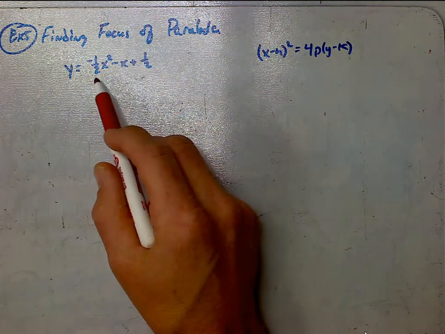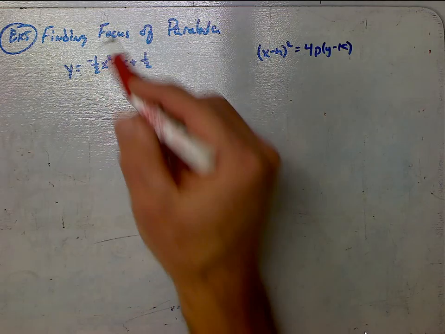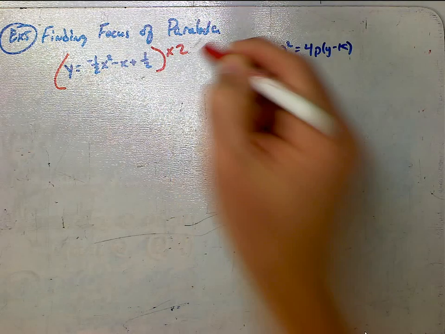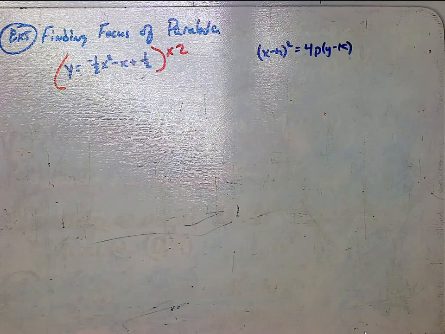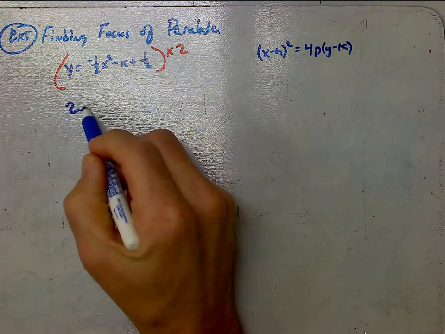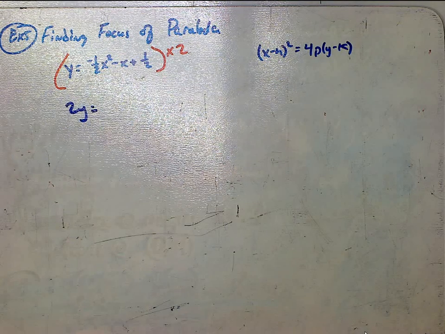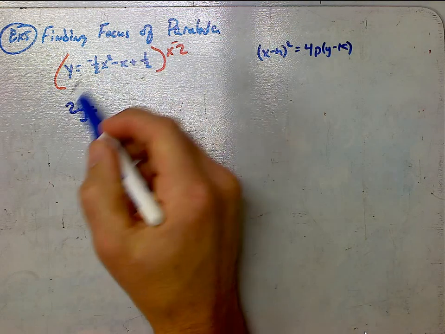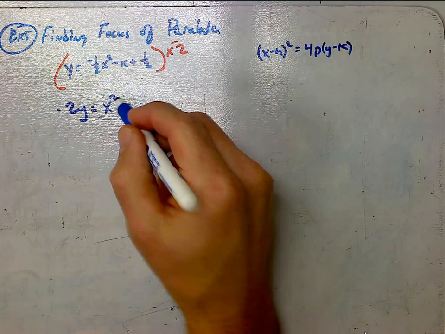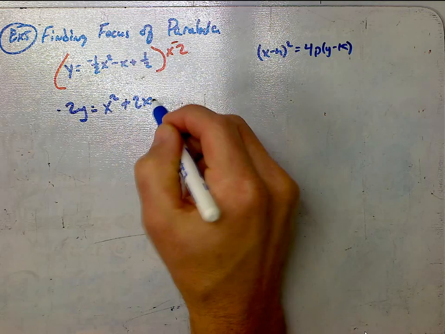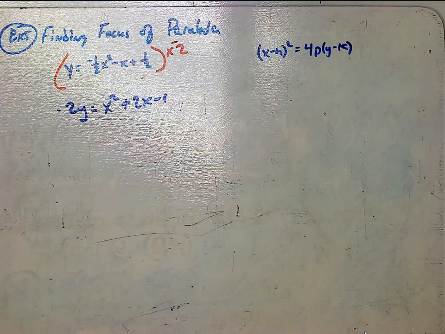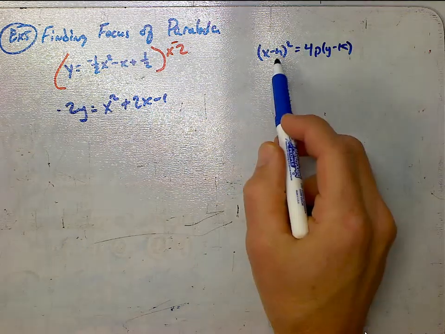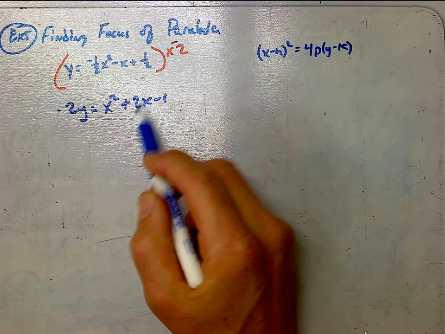We know the denominator is both 2, so if I multiply this whole equation times 2, it'll give me 2y. Actually, let's go ahead and multiply it by -2. That way we can make x squared positive. So x squared plus 2x minus 1. Okay. And you notice since I have x minus h squared here, that means I probably need to complete the square with the x squared.